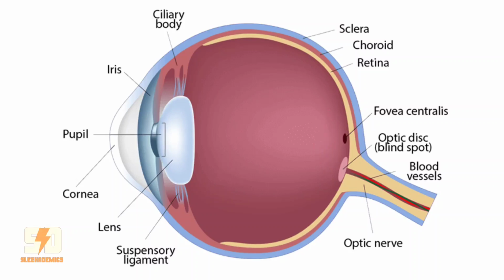Just before we forget, there are two important fluids in the eye that actually help in supplying nutrients and in maintaining the shape of the eye. These are the aqueous humor, which is found in front of the lens. It is a liquid-like fluid that is just found before the lens. And we have the vitreous humor, which is found before the retina.